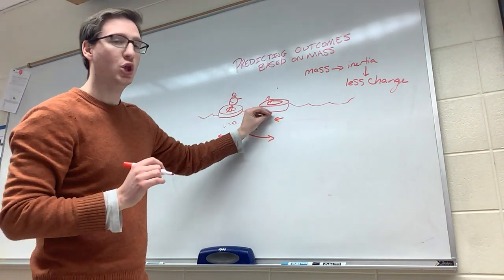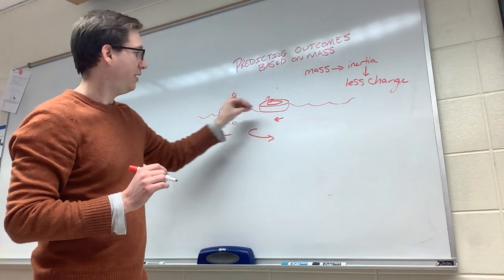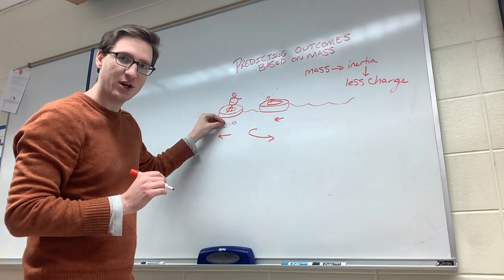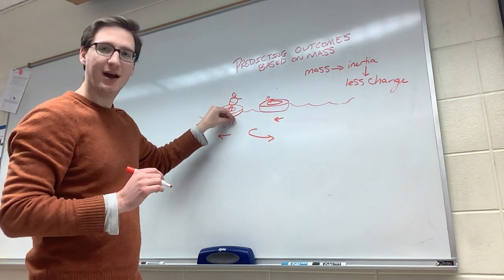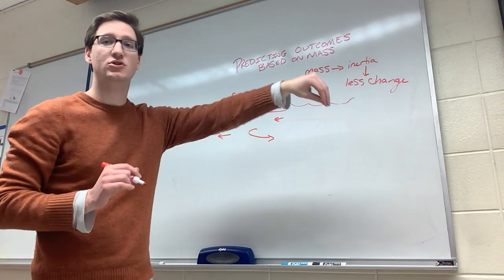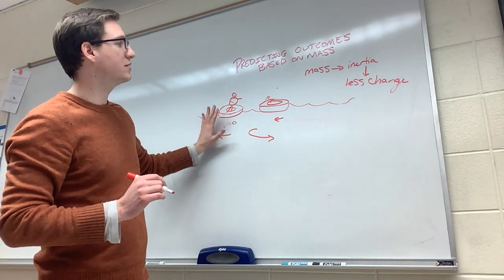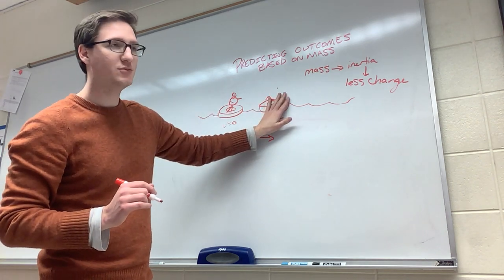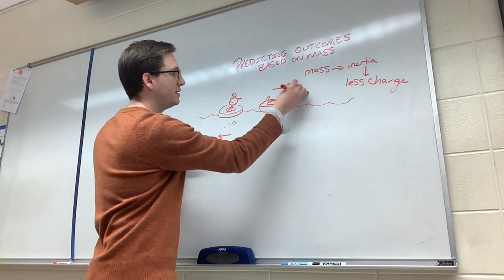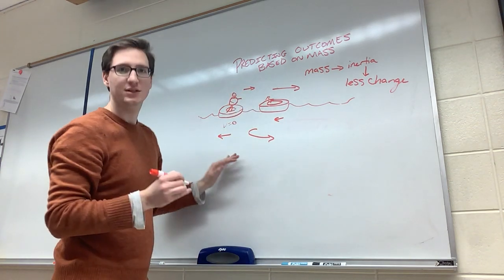So when you have a low mass object hit a high mass object, the low mass object hits and changes direction. When you have a high mass object come and hit a low mass object, it'll power through. It'll speed this one up and it itself will continue going.